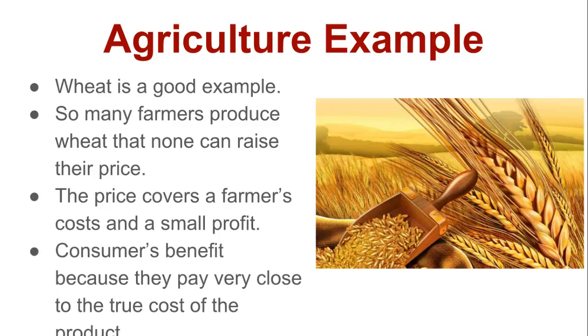Now, wheat is a good example, and many agricultural products are here in the United States. We do a lot of agriculture and we're pretty good at it. But we'll take wheat as an example. So many farmers within the United States produce wheat. So many do that none of them can raise a price. They don't even get to control their own price. The market controls that price.